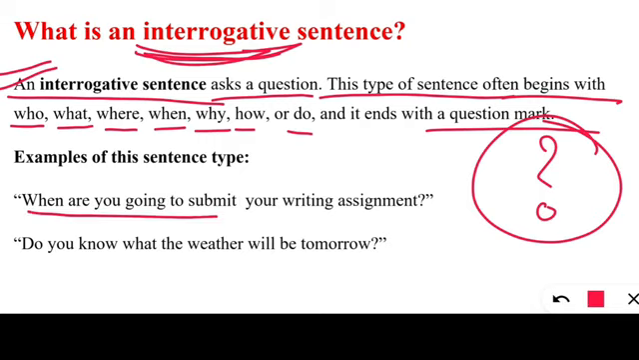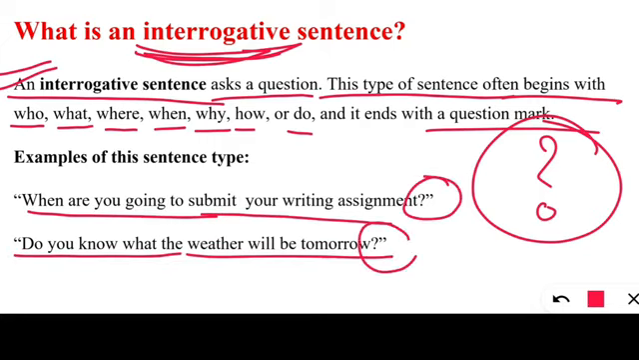When are you going to submit your writing assignment? Do you know what the weather will be tomorrow? Now here, these two are questions and they end with a question mark. Therefore, these are interrogative sentences.